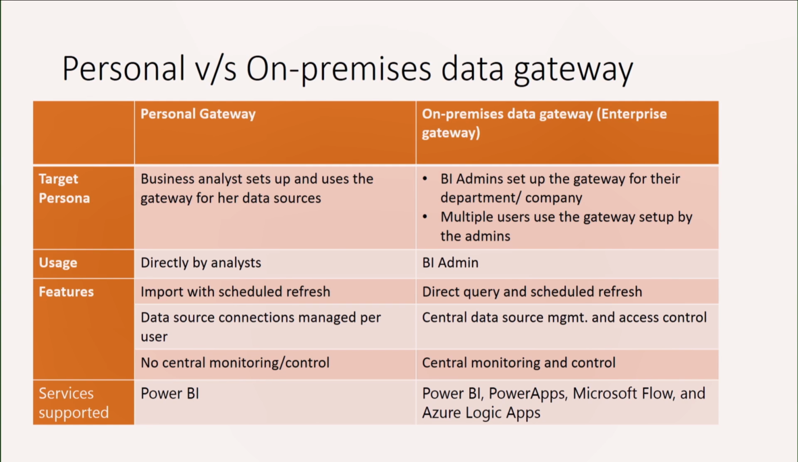So for Power BI, we have 2 gateways. The first one is the personal gateway, and the other is the on-premises data gateway, previously called the enterprise gateway. The target persona for the personal gateway is a business analyst. They set it up once, and they use it for themselves. They can use the dashboard and share it with other people, but it can only be used by one person, whoever sets up the gateway.